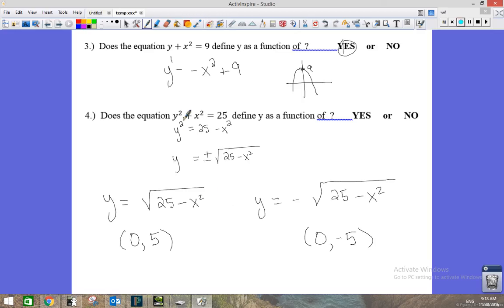Any time that you have an even exponent on y, it's going to introduce that plus minus when you solve for y. It's always going to fail to be a function. So when you see y raised to an even power, you know that that equation does not define y as a function of x.